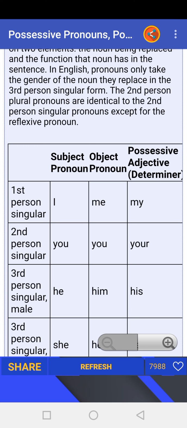In English, pronouns only take the gender of the noun they replace in the third person singular form for he, she. The second person plural pronouns are identical to the second person singular pronouns except for the reflexive pronouns. So you in the second person, and for the reflexive pronouns himself, herself.